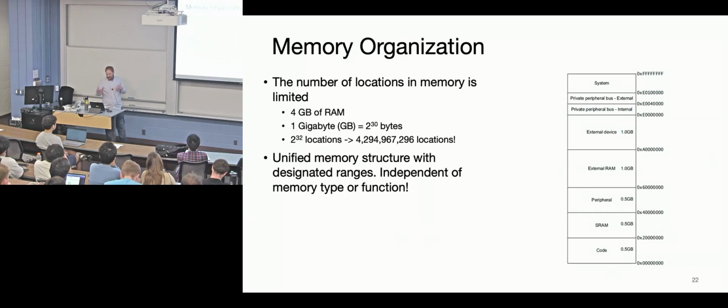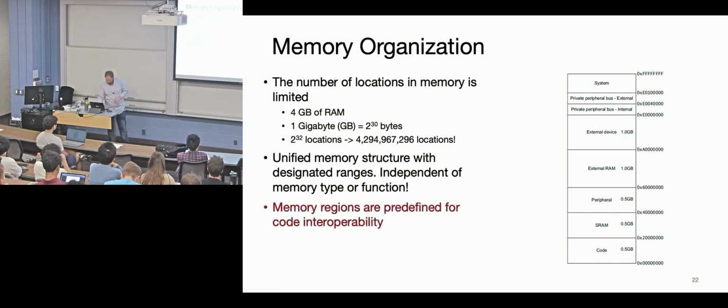SRAM, on the other side, is much faster, but it loses its memory. And in this architecture, it's just an address. In fact, ARM doesn't really know what the manufacturer did underneath. They say, put your SRAM here, sure, but you could have made this out of flash if you wanted to. It's just saying this is where memory goes, essentially. So memory regions are predefined for interoperability.